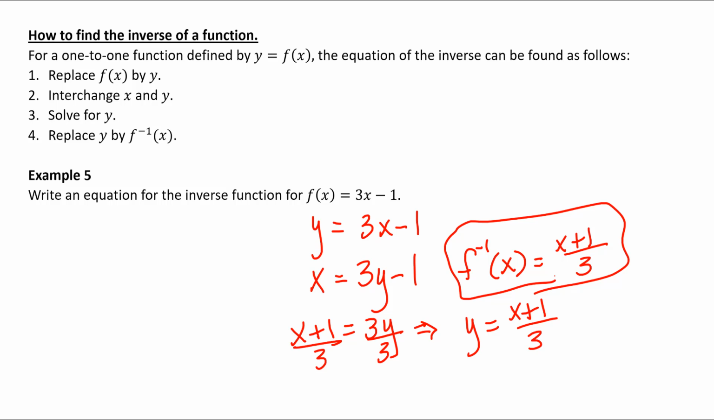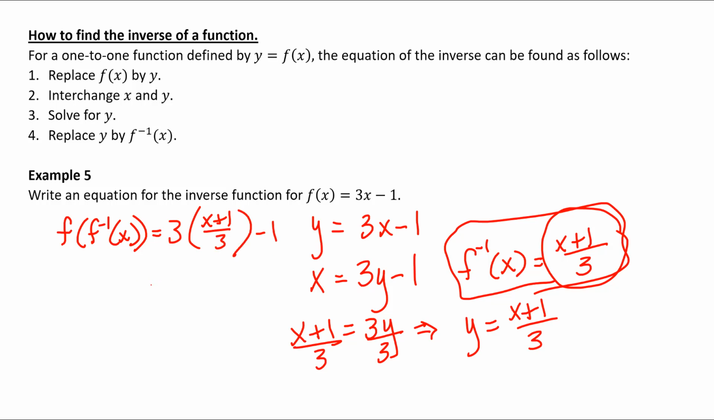All right, and just to show that it really is the inverse, we'll go back and try what we did on the previous slide. We will plug this inverse function into the original function and see if we get x. So f of f inverse of x is equal to 3 times x plus 1 over 3, minus 1. And that is just going to be x plus 1 minus 1, and that is x. So that works.